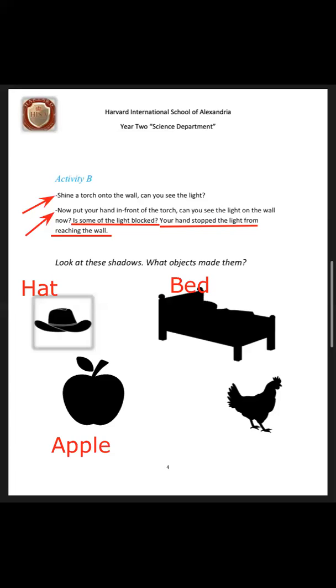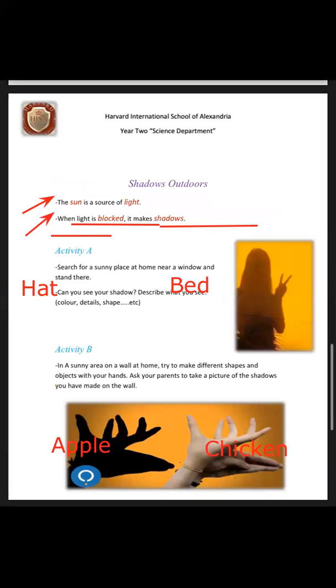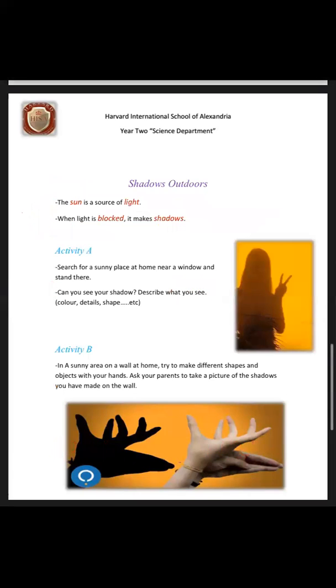Even if you went outside on a sunny day and you see your shadow, yourself on the ground. Okay, this is what I was talking about. Shadows outdoors. Now we find the sunniest place in your house. We're going to do these two activities in a sunny place in your house or even the balcony.